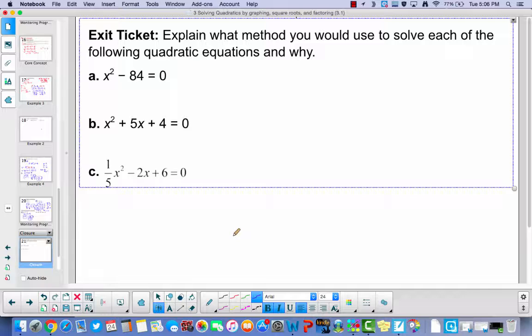Okay, so I would like you on a half sheet of paper. If you need a half sheet, we can give you a half sheet. If not, take out a piece of notebook paper that you can turn in. Explain what method you would use to solve each of these following quadratic equations and why you chose that method. You do not have to solve it, but would you solve by graphing? Would you solve by using square roots? Or would you solve by factoring, and why?